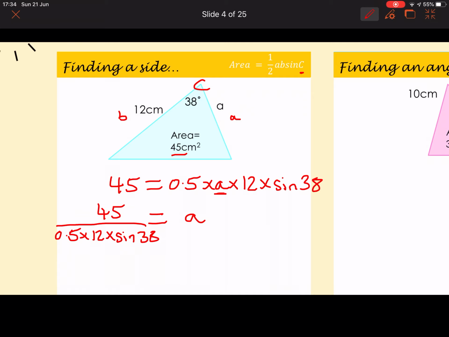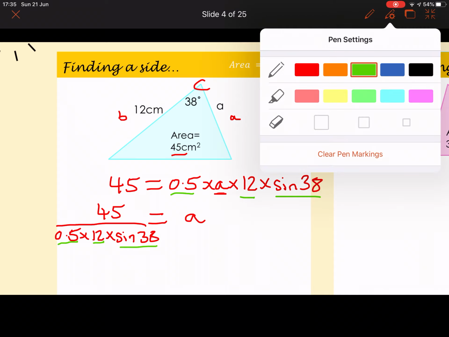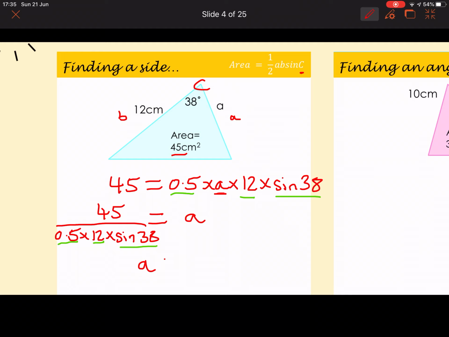Can you see what I've done there? So I've just divided by 0.5, I've divided by 12, I've divided by sine 38. So they're on that side. Plug that straight into your calculator and you would get A equals 12.18 centimetres, if you round to 2 decimal places. Okay, so it's just typing it into your formula, rearranging it to find what's missing.